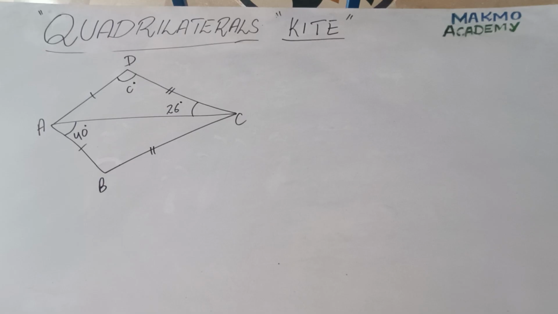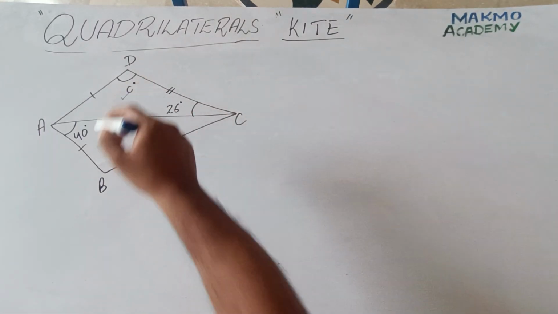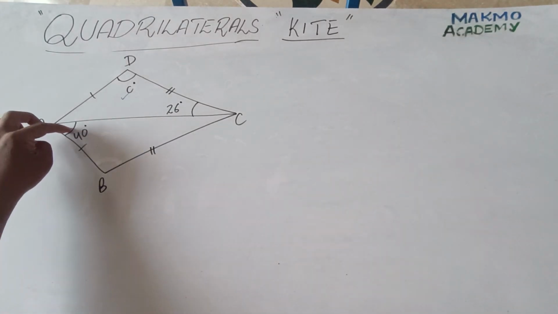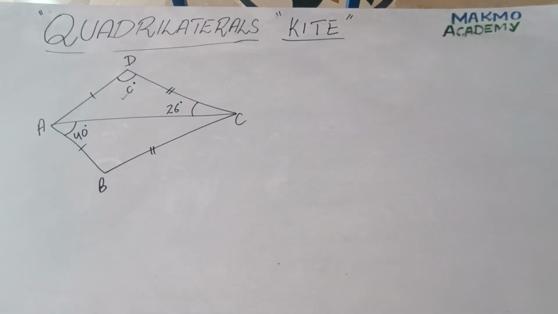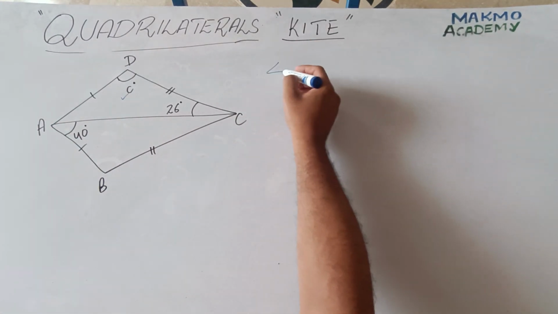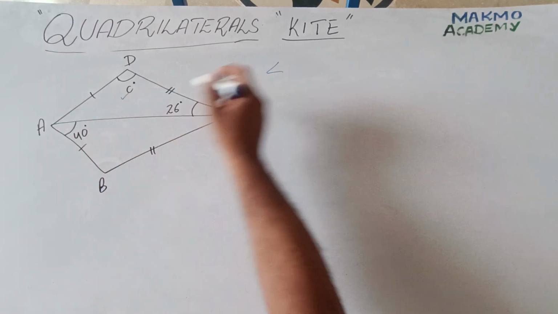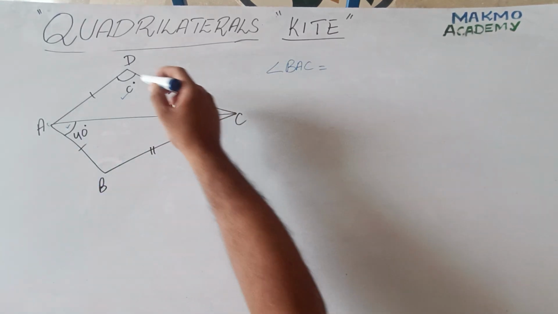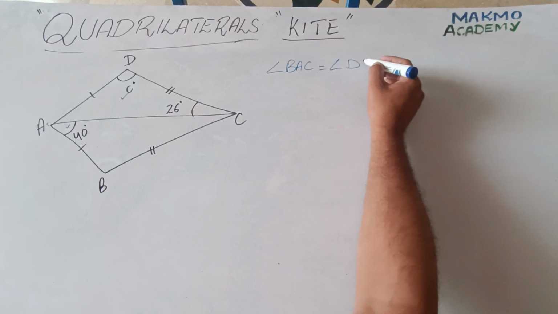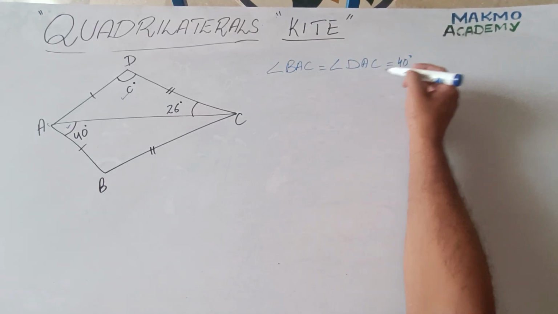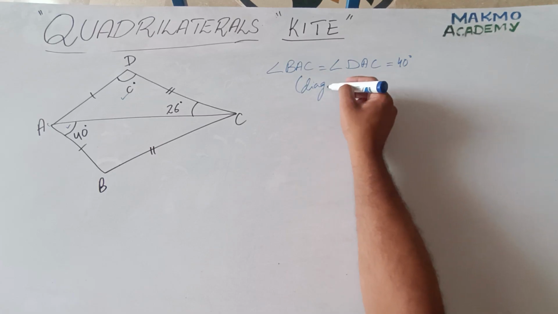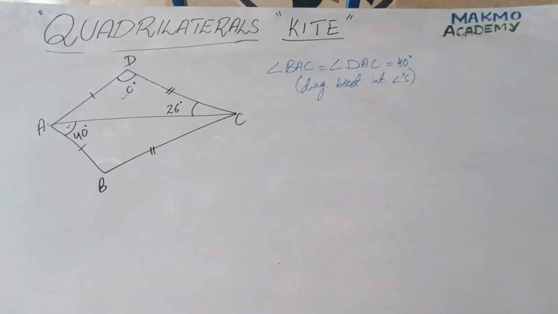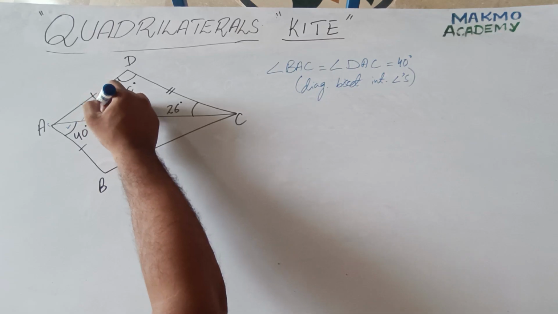Now guys, let's look at this problem. In this only one unknown is there, which is angle C, and we have discussed that the longer diagonal bisects the interior angle. If this angle is 40 degrees, this angle would also be equal to 40 degrees. So we will say that angle BAC, I'm talking about this angle BAC, is equal to angle DAC, and both are equal to 40. And we will mention the reason: diagonal bisects interior angles. Without mentioning the reason, I cannot say that this angle is equal to 40.